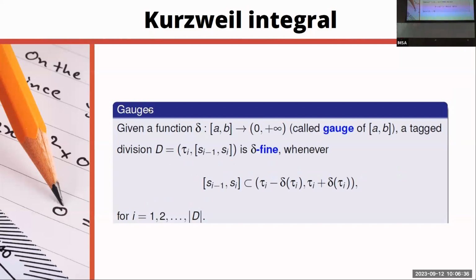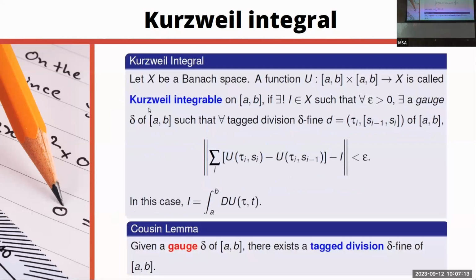Here we have this function called the gauge, which is just a positive function. When we are dealing with the Riemann integral, this gauge is constant. But when we deal with this type of integral, this function is positive, and we can calibrate it, so we can stay away from the discontinuity, from the part where your function behaves badly. So we have this function called the gauge, and a tagged division is called delta-fine if we have this inclusion here.